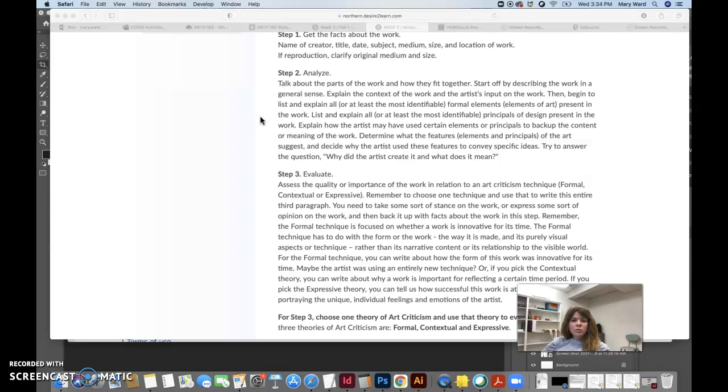And then determine what the elements and principles suggest. Decide why the artist used these features to convey specific ideas, and then try to answer, basically in a nutshell, why did the artist create it and what does it mean? So this is basically paragraph 2.